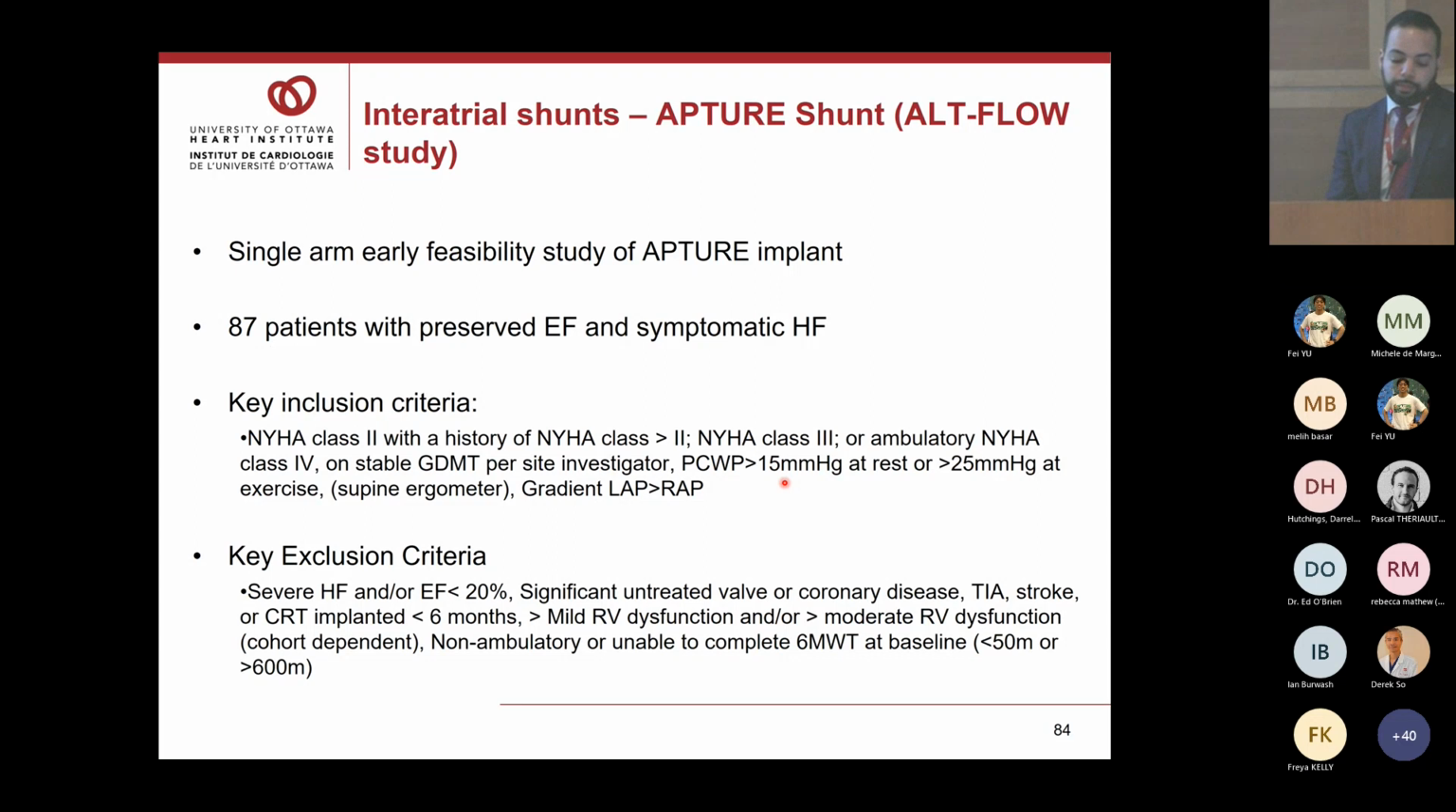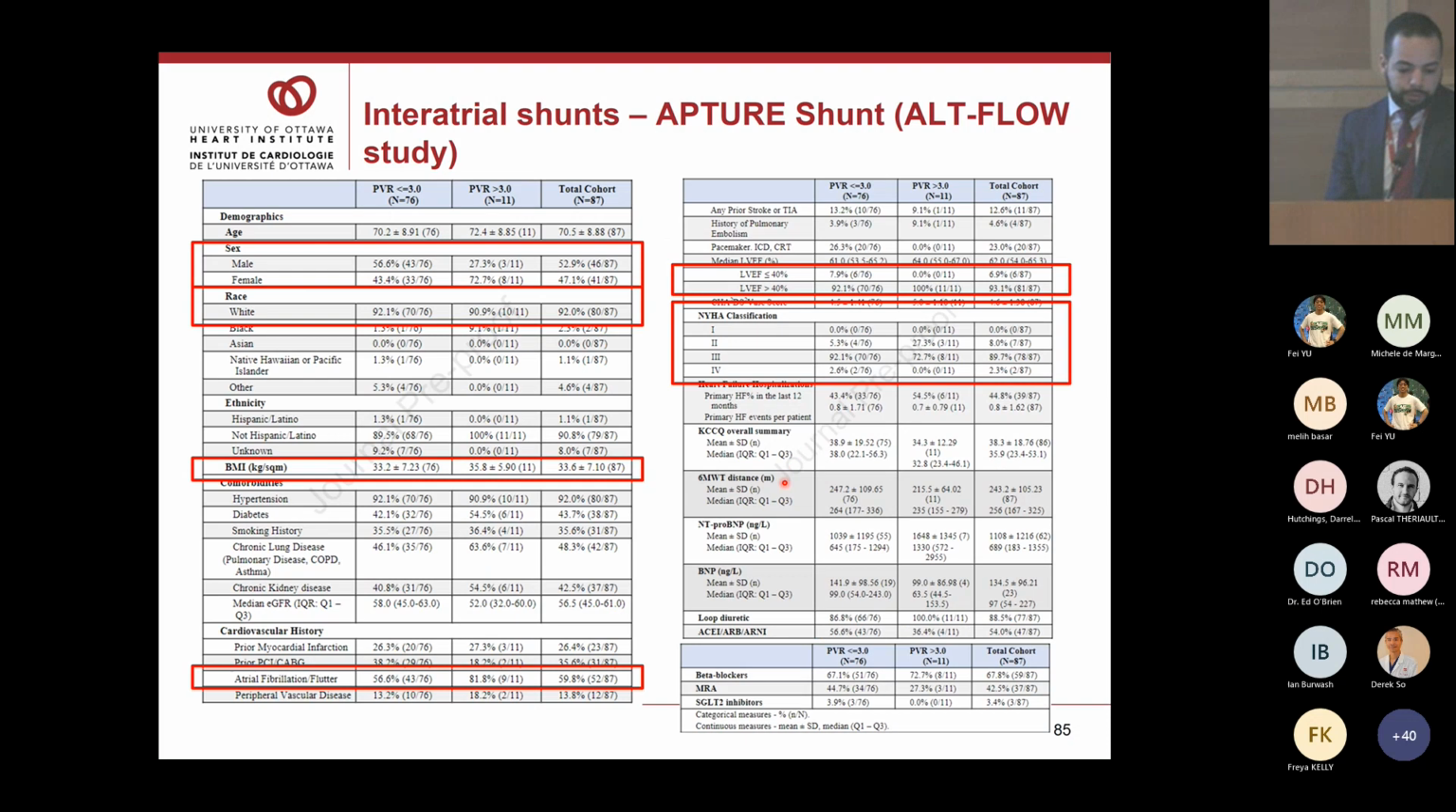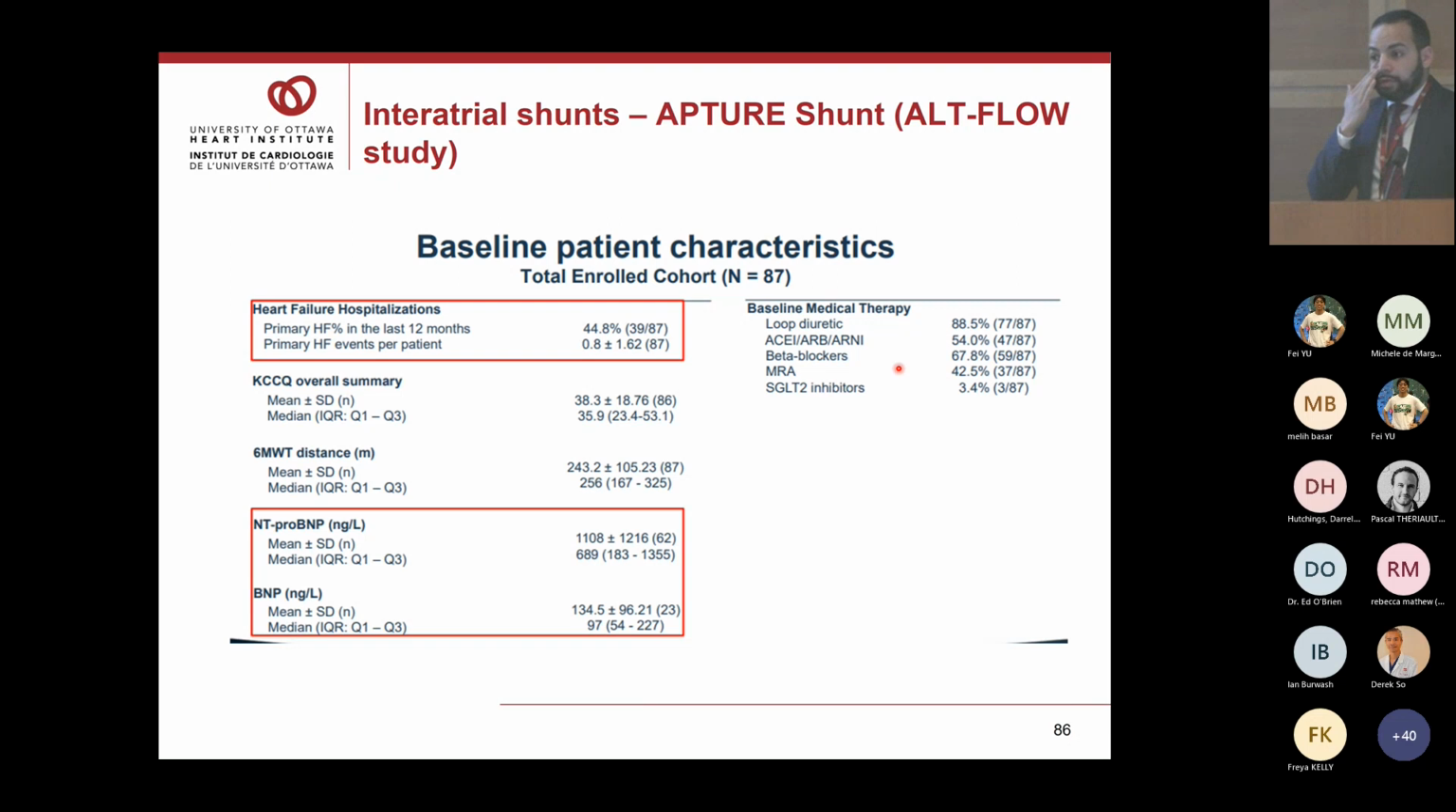This is sort of the baseline characteristics of the study. So a lot of patients with NYHA 3 and 4 symptoms. So 94% of patients with significant symptoms. 45% of patients with heart failure hospitalizations in the last year. So a sick patient population, high NT-proBNPs for what it's worth.